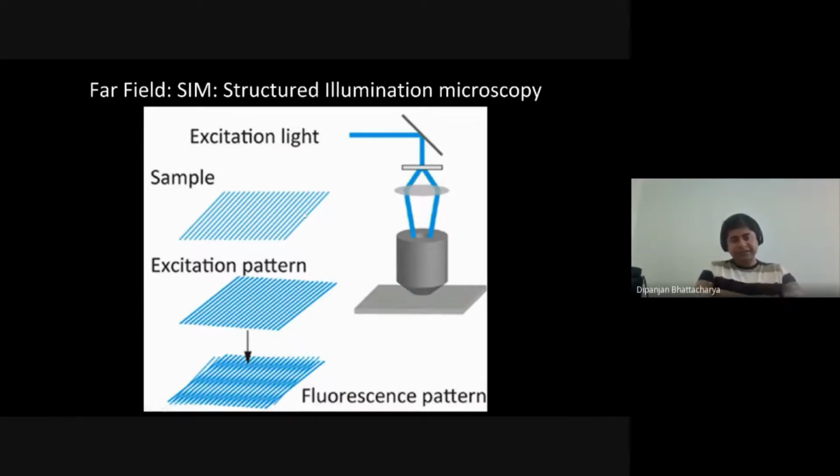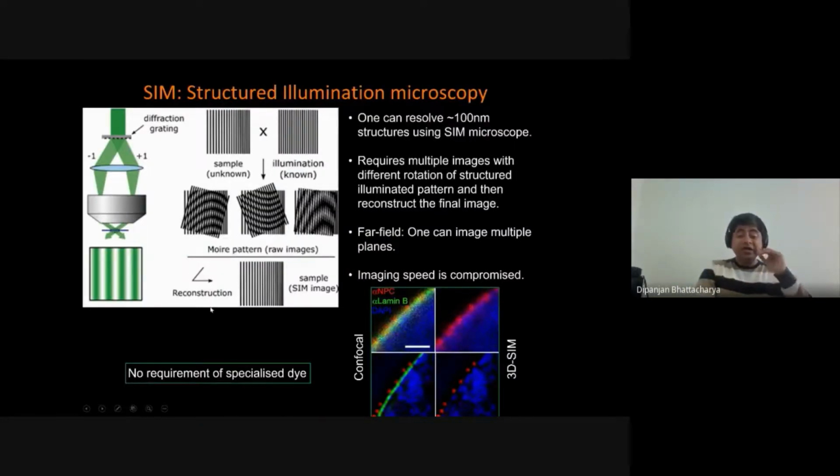a sinusoidal pattern, you create a structure of excitation, and then you can modulate the structure. One common way is to rotate the structure by a very fine angle and take multiple images. Of course, you lose resolution in terms of time, because you have to get many images in the plane, and then you can reconstruct them to get an image which has much higher resolution.